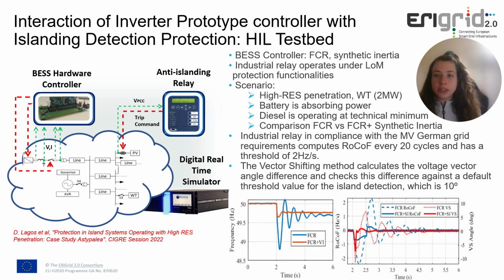In addition, the voltage at the connection point of the distributed generators, for example PVs, is extracted by the DRTS and fed to an industrial relay that operates under loss of mains protection functionalities to test their interactions. The loss of mains relay provides a digital signal that drives a breaker in the DRTS that connects the distributed generator in the simulated islanded system.